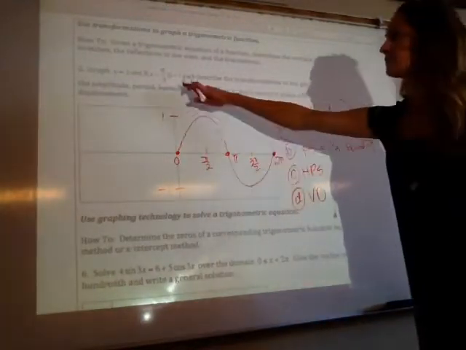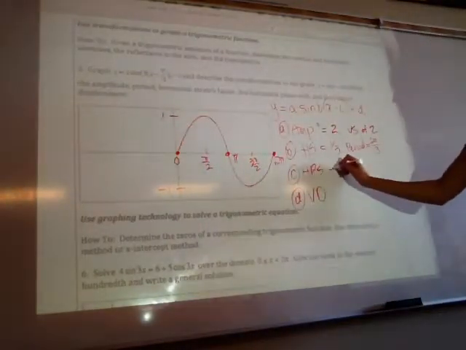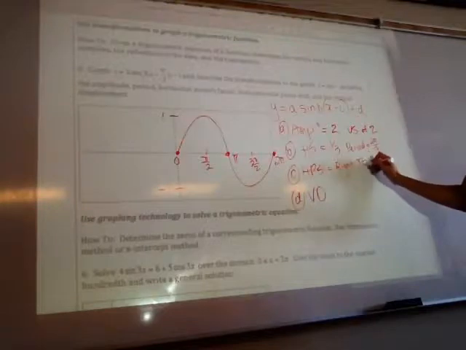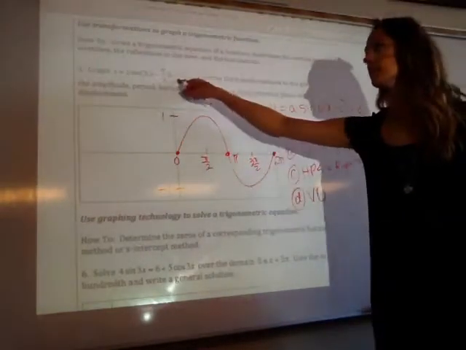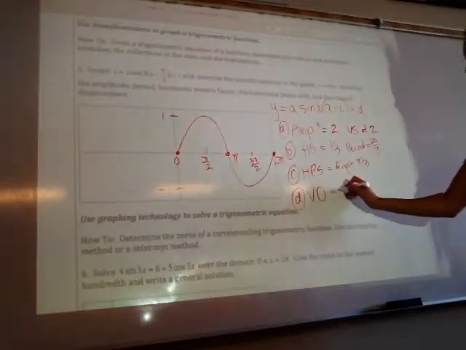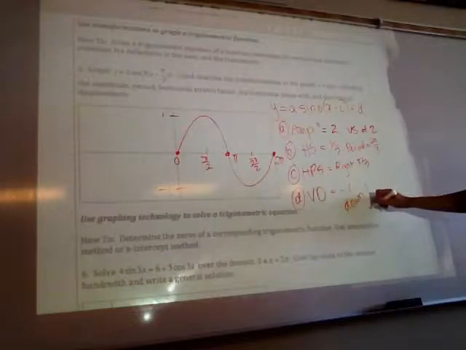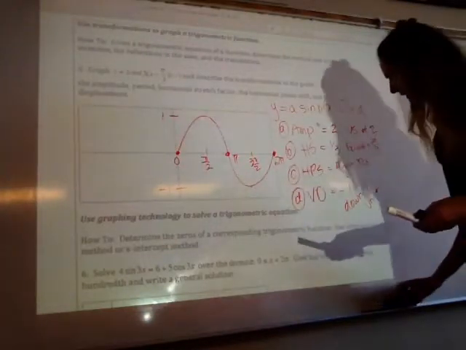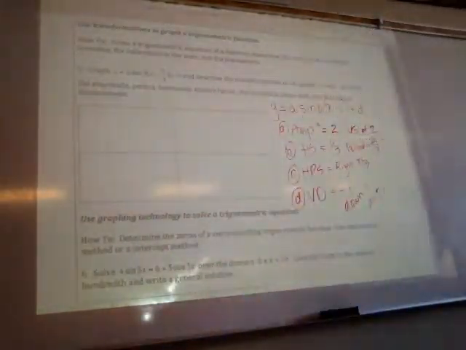Horizontal phase shift, that comes from our C value. We are moving right pi over 3 units, or 60 degrees. And then lastly, our vertical displacement is -1. That means we're going down 1 unit. So just to see visually how these two graphs compare, I'm going to put this into my graph, and we're going to look at those changes.